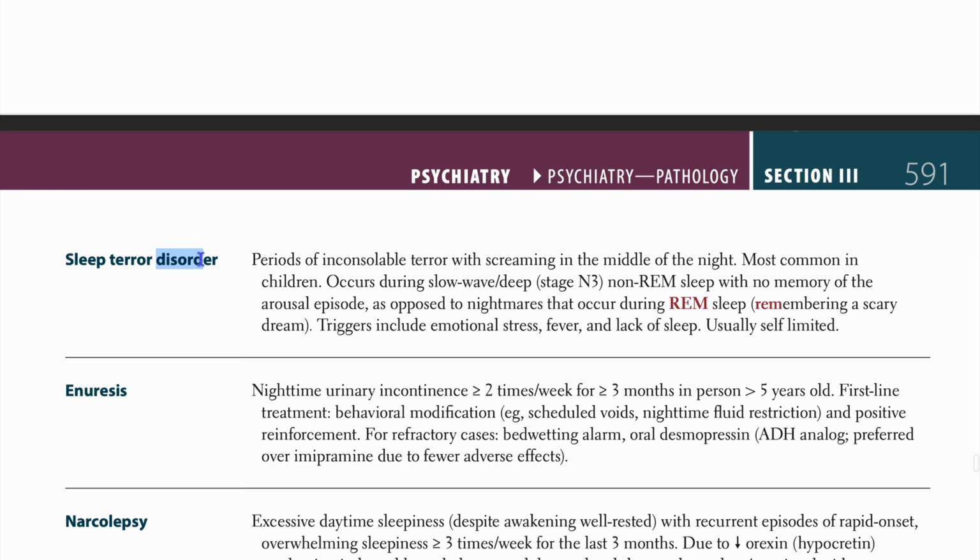Sleep terror disorder. So periods of inconsolable terror with screaming in the middle of the night. Remember that was N3, night terrors. Most common in children, occurs during slow wave deep sleep, stage N3. So it was V flee, because it's scary in N3. That was the mnemonic for that. Non-REM sleep with no memory of the arousal episode, as opposed to nightmares that occur during REM sleep, remembering a scary dream. Triggers include emotional stress, fever, and lack of sleep. Usually self-limited.